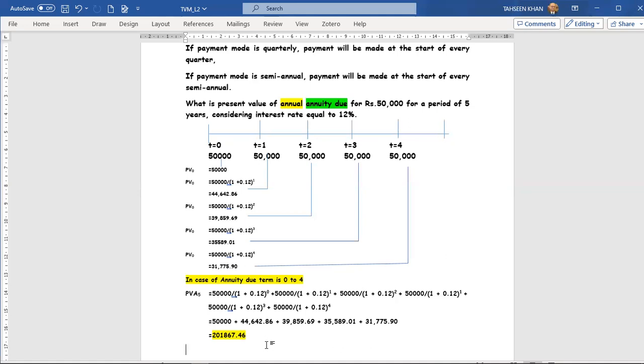Now, in the coming lecture, we will solve these questions by applying the formula, and see you again with the next lecture related to the time value of money very soon.